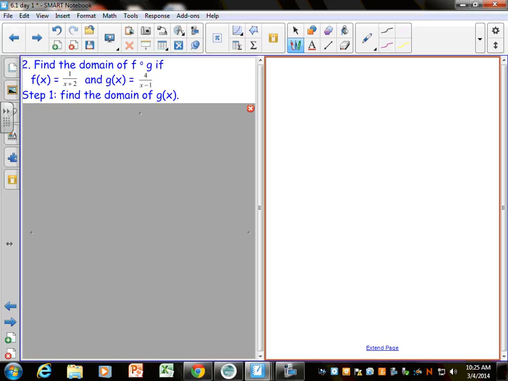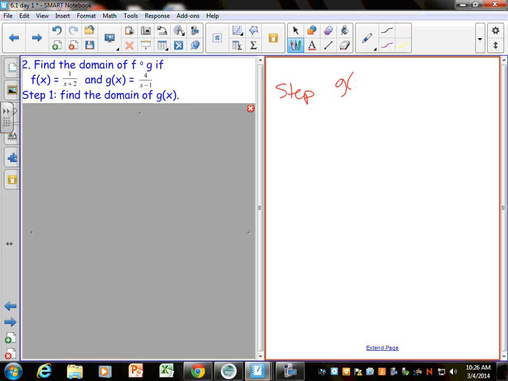And I picked ones that had a restricted domain, because obviously if the domain for f of x and g of x are all real numbers, does it make sense that the domain of f of g of x is also going to be all real numbers? If it's all real numbers, you just get to say all real numbers. But if there's something with an x in the bottom, or a square root, if there's some restriction in the domain, then you have to find it. So step 1, we're going to find the domain of g of x.